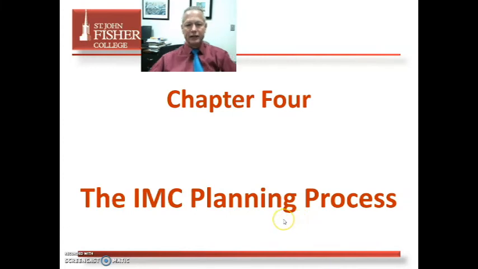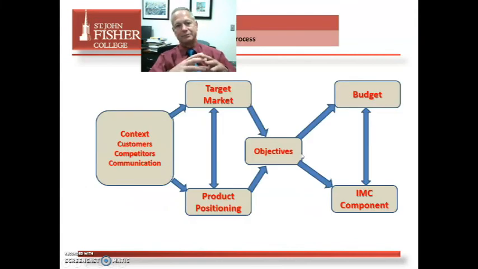So as I said in the introduction, Chapter 4, the IMC planning process, is all about really understanding where our customers and our market are so that we can plan a marketing plan and an advertising and promotional campaign around that particular market and that particular client. The key thing here is this model.